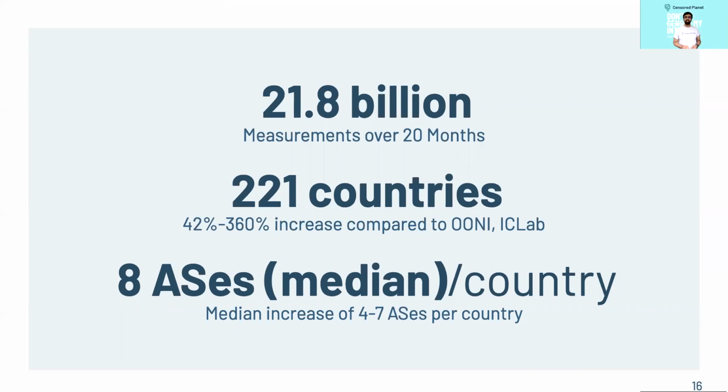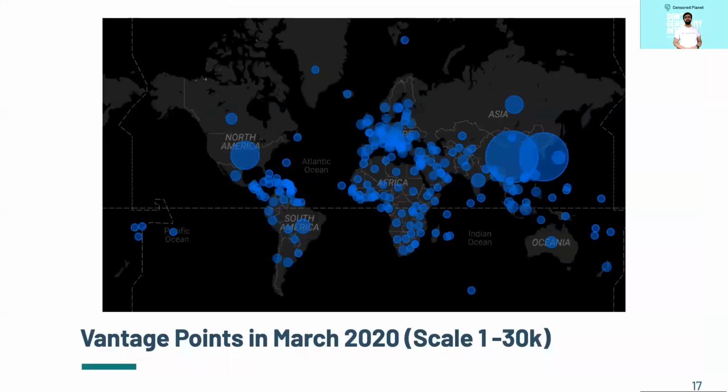And we've also expanded the scale of direct measurement platforms by over 42 to 360% in terms of the number of countries covered. We also have increased network coverage with a median of 8 and a maximum of 9,000 ASs per country. This map shows the vantage points used by Censored Planet in March 2020. As you can see, Censored Planet has vantage points in almost all countries and regions, with some countries having 10,000 or more vantage points.